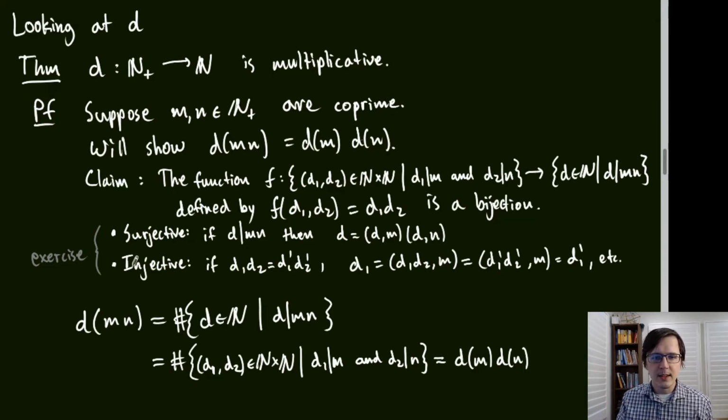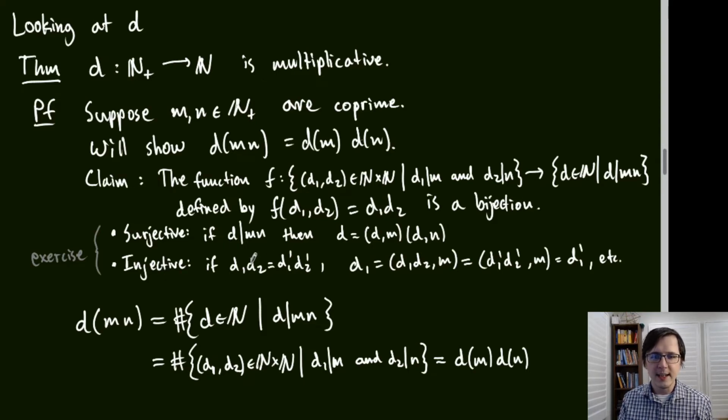The details in here are an exercise for you, but we can show that it's both surjective and injective, which is what we need for it to be a bijection. For surjective, suppose that d is a divisor of m times n. So we have an element of the codomain. Then I claim that d is equal to the product of the GCDs of d with m and d with n. If we can write it that way, that means we can use this for d1 and that for d2. Okay, so the exercise is to show that equality.